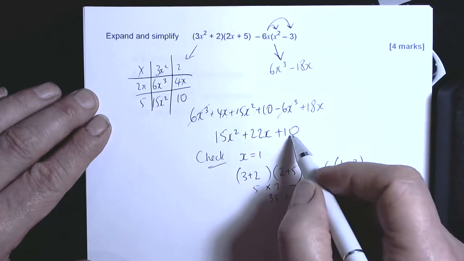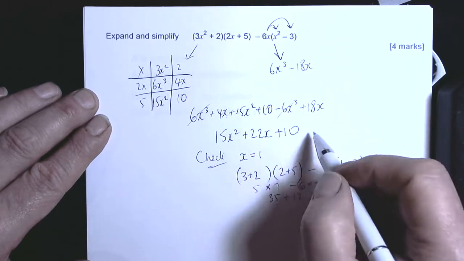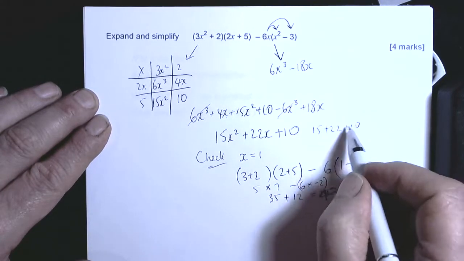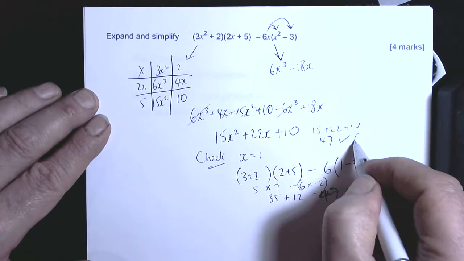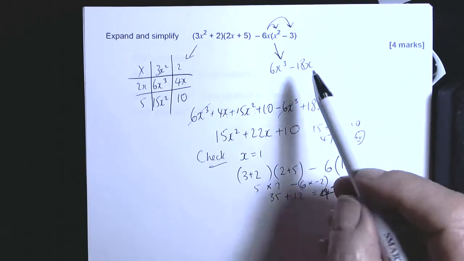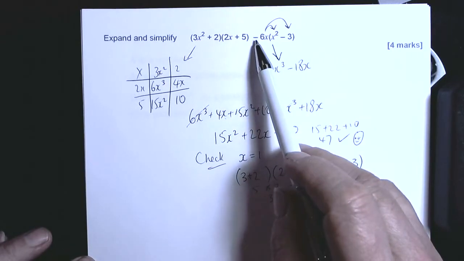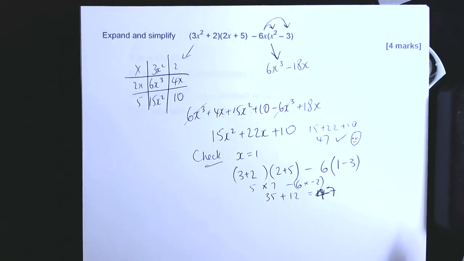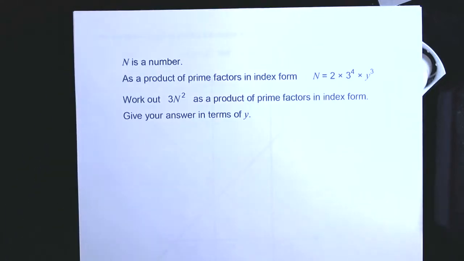So hopefully with this we get 47. So we've got 15 plus 22 plus 10, 32, 47. So our check worked. Okay, so worth doing the check just in case you make a silly error, particularly when you're dealing with takeaway involving negatives and missing the plus there. Okay, so that's that one.